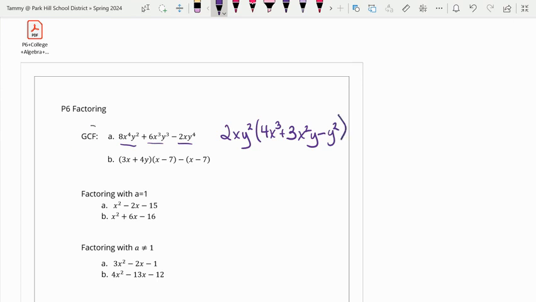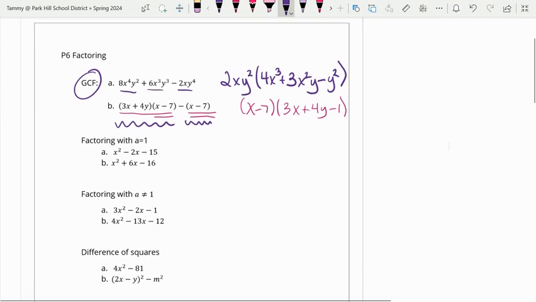So that's greatest common factor. The next one is kind of interesting. First term, second term, they both have an x minus 7, so I'm factoring out an x minus 7 from both. So when I factor an x minus 7 out of the first term, I'm left with 3x plus 4y. When I factor an x minus 7 out of the second term, I'm left with minus 1. And that's your answer.